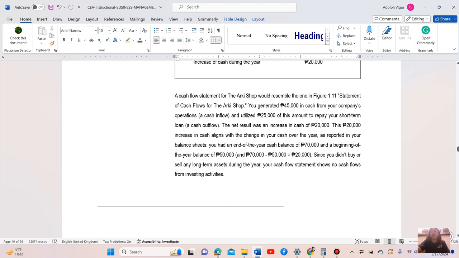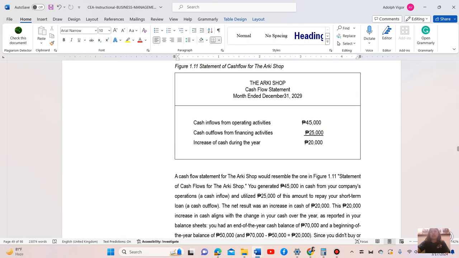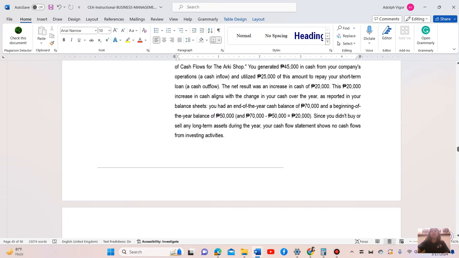This 20,000 increase in cash aligns with the change in your cash over the year as reported in your balance sheets. You had an end of the year cash balance of 70,000 and a beginning of the year balance of 50,000. So when you deduct the 70,000 minus 50,000, you have 20,000. Okay, since you didn't buy or sell any long-term assets during the year, your cash flow statement shows no cash flows from investing activities. So you can see in this example.